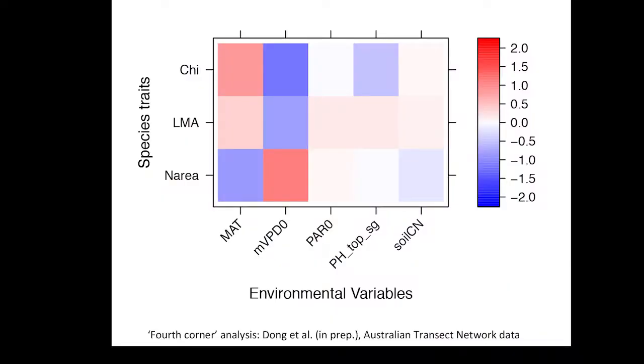And obviously we can do this kind of empirical analysis. These are very preliminary results at the moment, but using the fourth corner analysis to look at environment-trait relationships and showing different patterns, different dependencies for the Ci/Ca ratio: positive with temperature, negative with VPD. LMA is not the opposite, it's just weaker. It's the opposite for N area: negative for temperature, positive for VPD. So this is from a large sampling across the Australian continent.